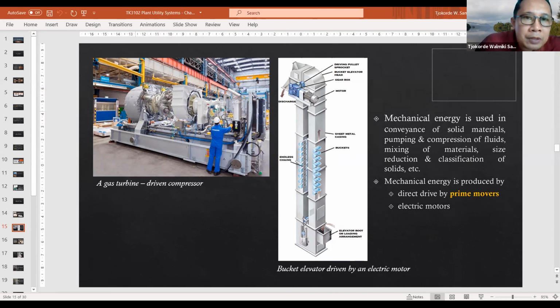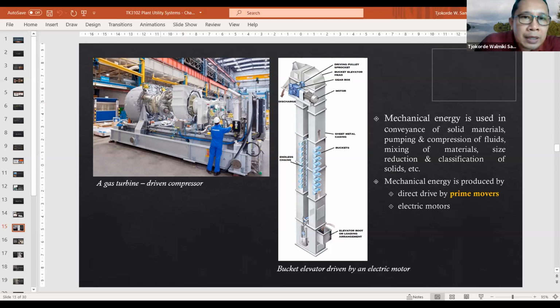So this is the prime mover, the gas turbine. This one is a compressor, a gas compressor. This compressor is driven by this gas turbine. So we say in this case, the gas turbine is the primary mover for the compressor.